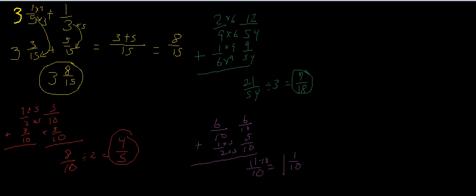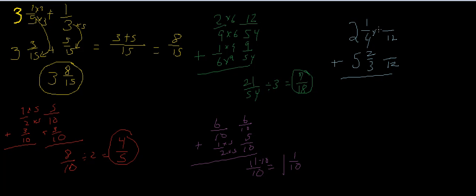And finally, E. Let's see, we have 2 1/4 plus 5 2/3. So you can take a look at these fractions. If I look at 4 and 3, I know that they share 12. So I'm going to change these to 12ths.